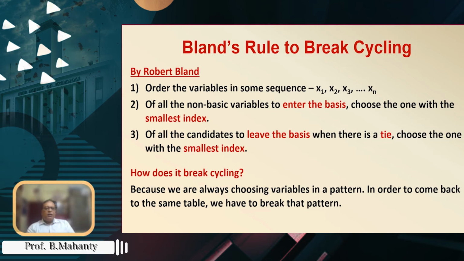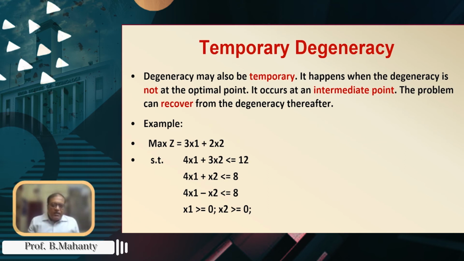All right. So this is how the Bland's rule works. Now there is a very important concept also. So far we have seen that degeneracy occurs at the optimal point, but degeneracy can also occur at a temporary or non-optimal point. In that case, because the degeneracy has not occurred at the optimal point, if you follow the right path, you can move from the non-optimal point, which is a degenerate or intermediate point, to the optimal point where there is no degeneracy.